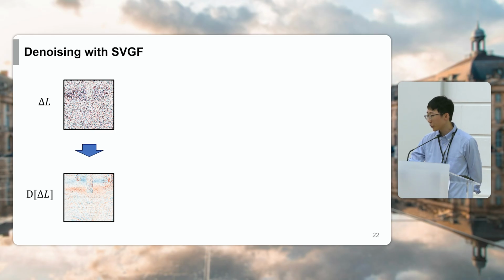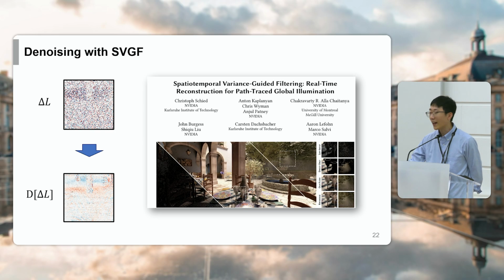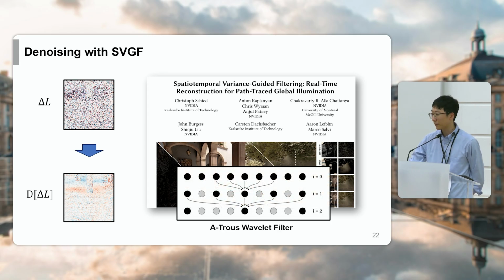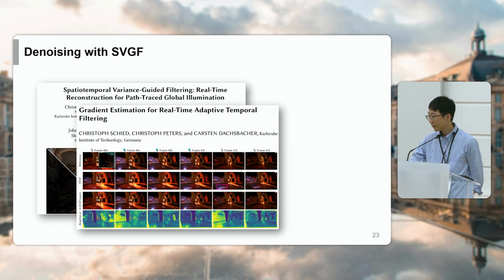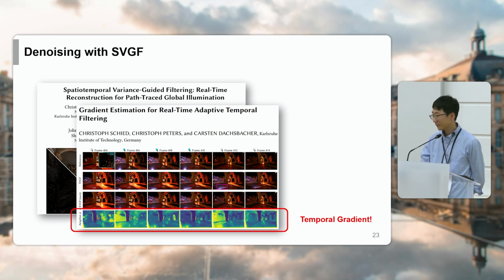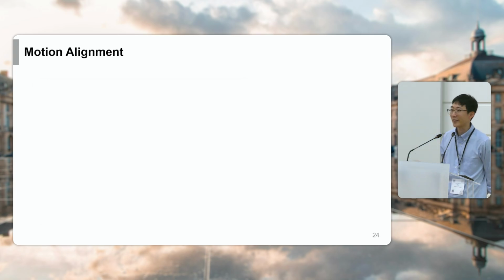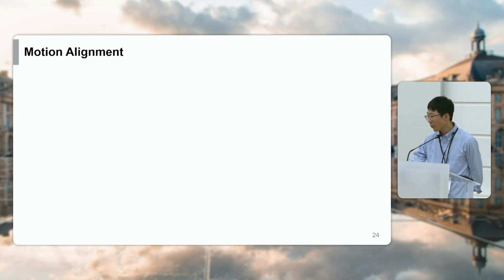To further reduce the noise and the brightness changes, we built upon the SVGF pipeline. I will skip the detail, but SVGF is a real-time denoiser based on edge-avoiding Atrous wavelet filtering. In fact, one of the previous works has already shown that SVGF can be used to estimate the temporal gradient in Monte Carlo rendering. So why don't we just use this? Actually, there is an important distinction in the context of the event cameras.